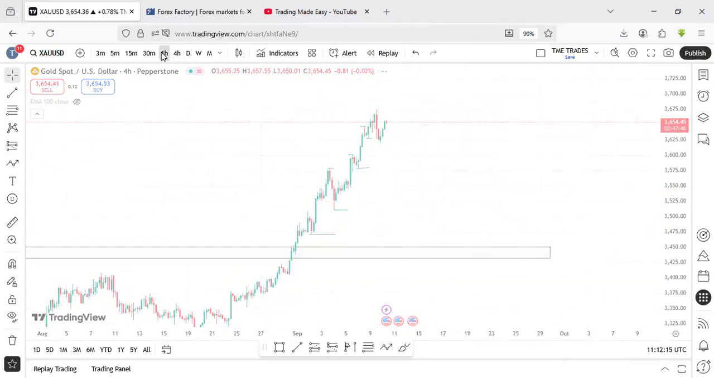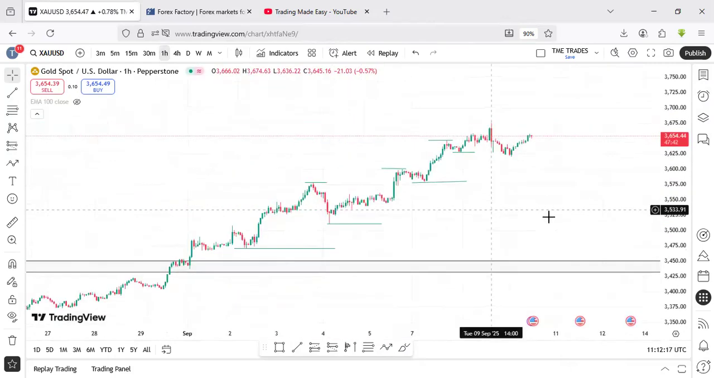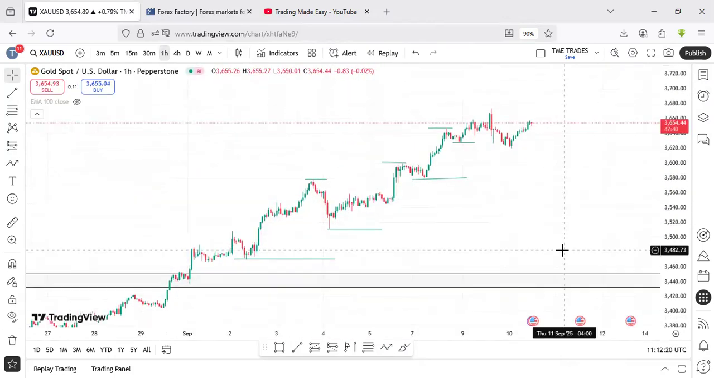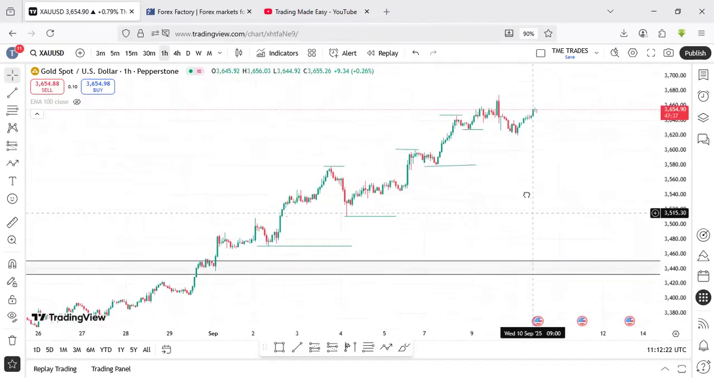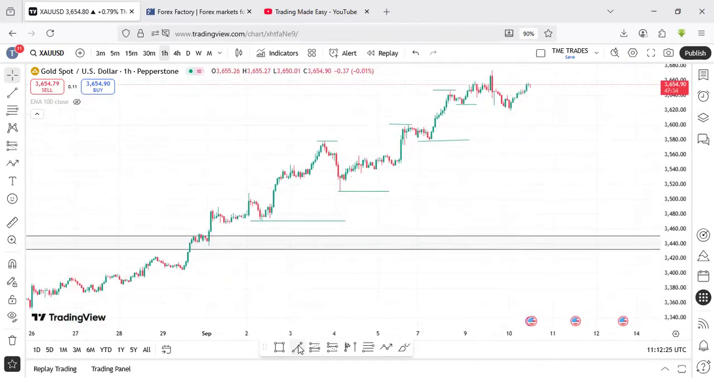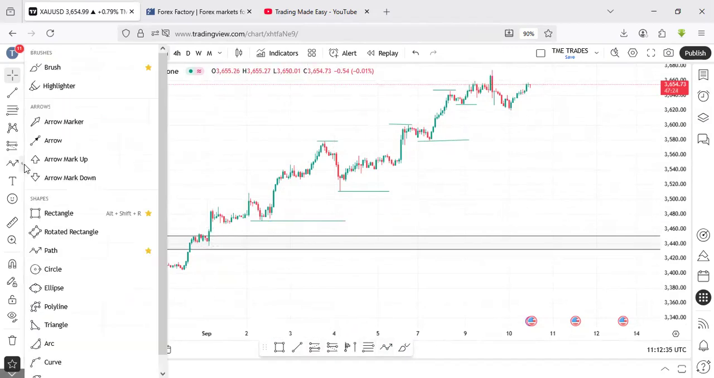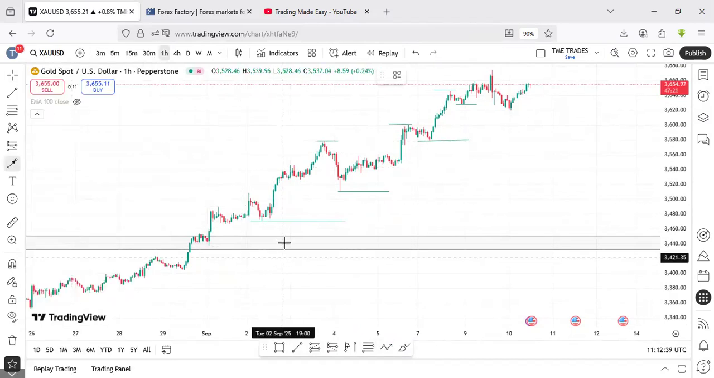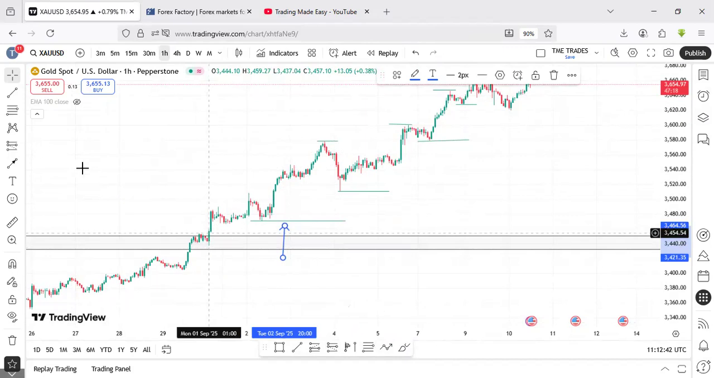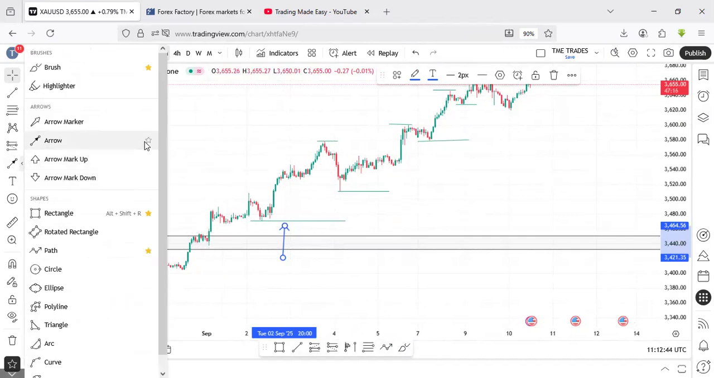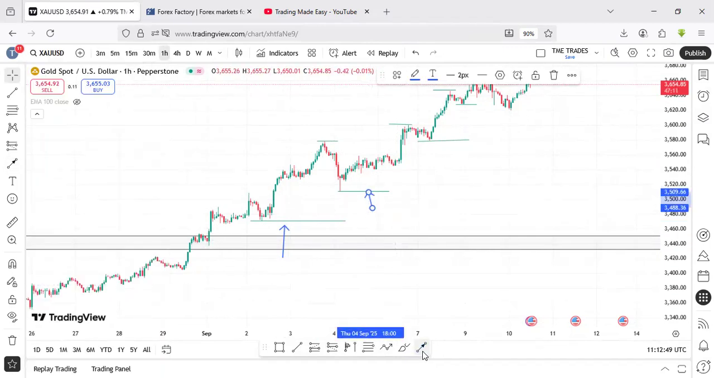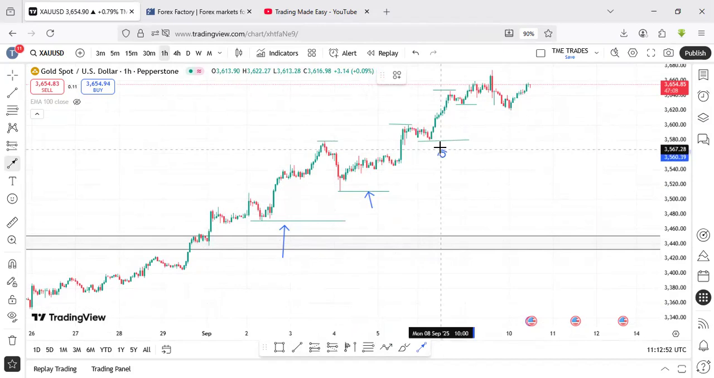Now, dropping down to 1 hour, you will discover that what we just said is very, very clear. Look at the lows that created all this. Look at how the market respected them.